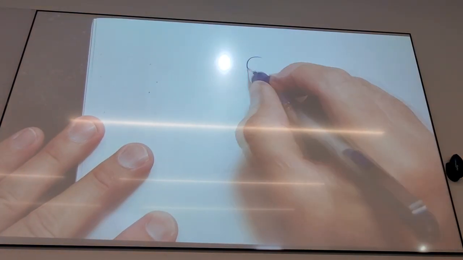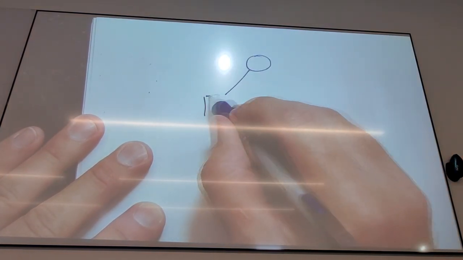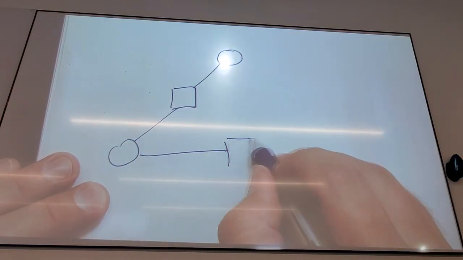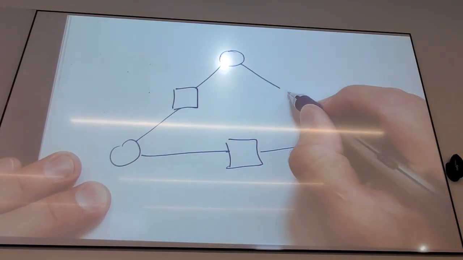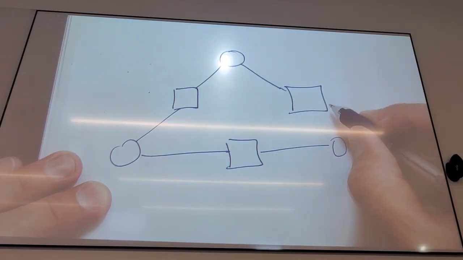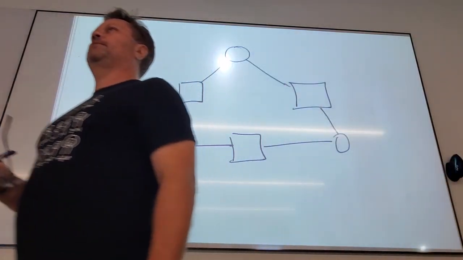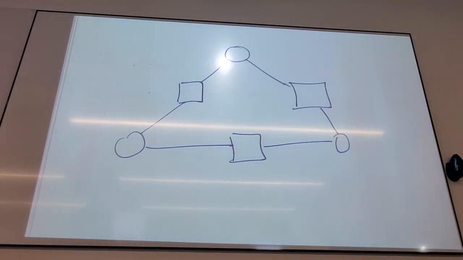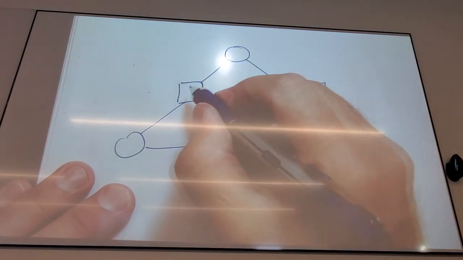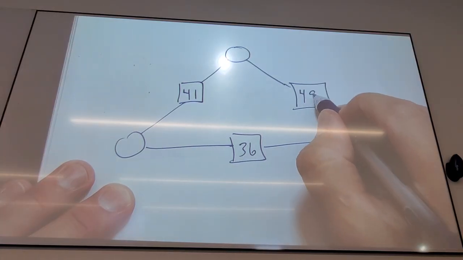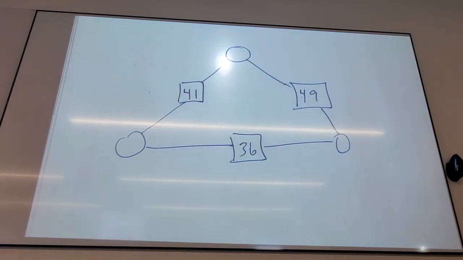Here's the idea. Can everybody make this little diagram? Okay. You can make it even better than my poor little triangle. In the boxes, put 41, 36, and 49. So here's what I want to have happen.